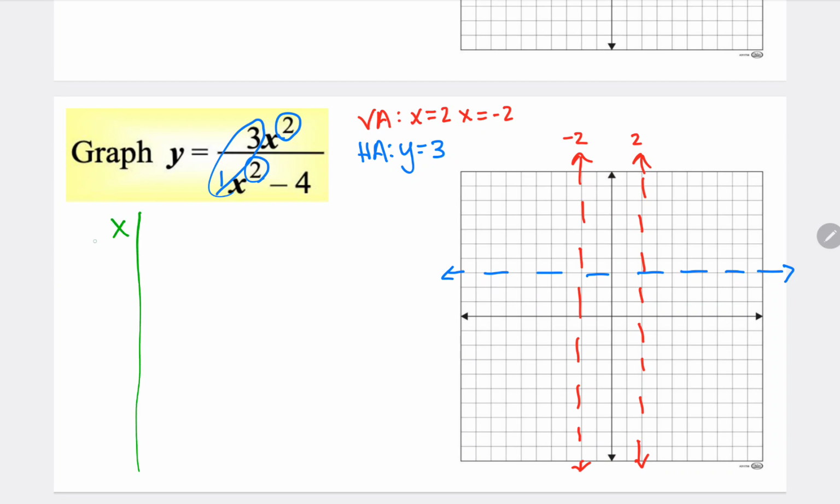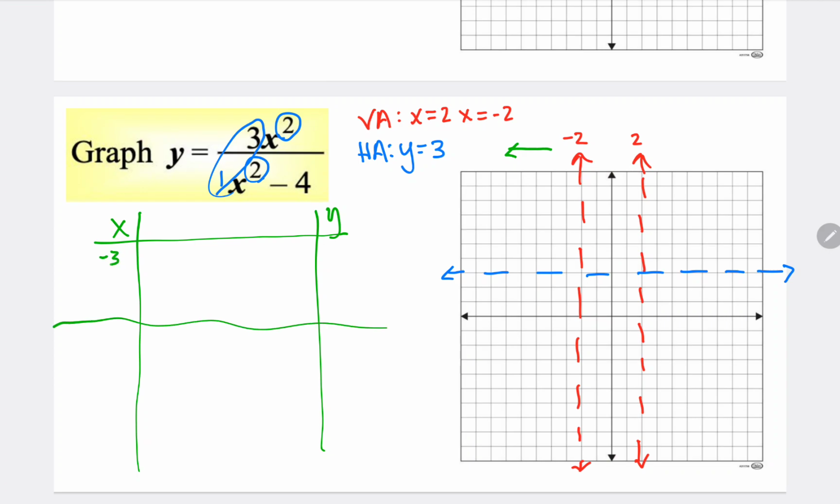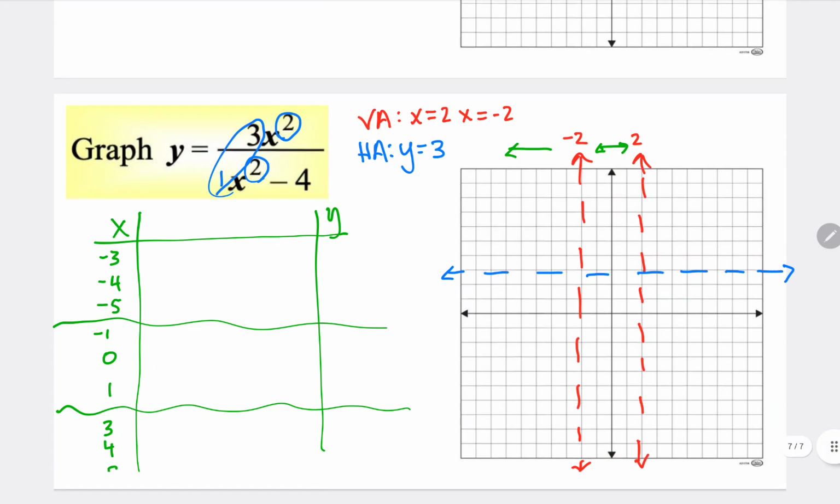This time, when I make my XY chart, I actually have 3 sections I'm going to find. I'm going to find things that are to the left of negative 2. So maybe negative 3, negative 4, negative 5. I'm going to find numbers that are in between negative 2 and 2. So negative 1, 0, and 1. We need in between. Something's going to be happening. And I need to the right of 2. So maybe 3, 4, and 5. Oh no. Would be to the right of 2. So right, middle, left.